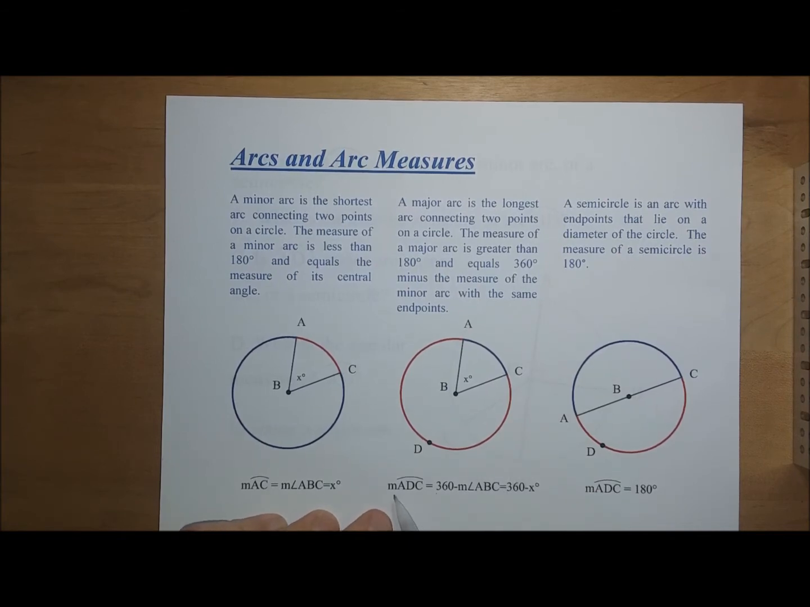So in this case, we would say the measure of arc ADC equals 360 minus the measure of angle ABC, which would equal 360 minus x, the measure of that angle. And the last type of arc we're going to talk about is the semicircle. A semicircle is an arc with endpoints that lie on the diameter of the circle. And the measure of all semicircles is going to be 180 degrees, because it is by definition half of a circle. So we would say here the measure of arc ADC, that's a semicircle, would equal 180 degrees.